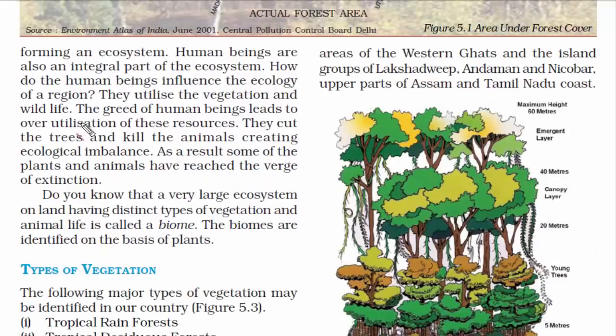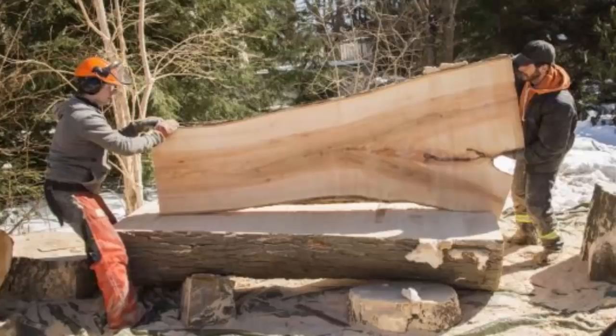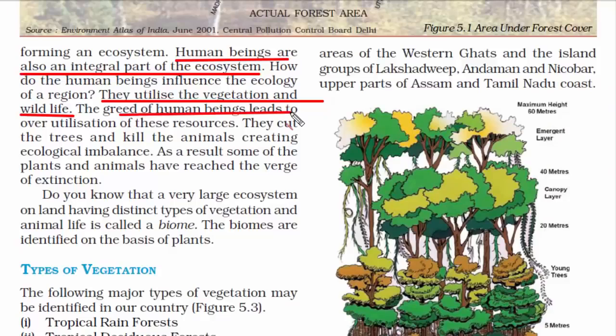Now in this entire ecosystem, even human beings are part of it, a very integral part of it. And since we human beings have brains, we are not only intelligent, but we are also dangerous, because we use these resources and trees for various purposes, from building houses to furniture and all those sorts of things. Overutilization of these resources will definitely hurt the ecosystem, and this kind of overutilization can cause ecological imbalance. And if there are no plants or animals, even we humans cannot survive, because we are also dependent on them for food.